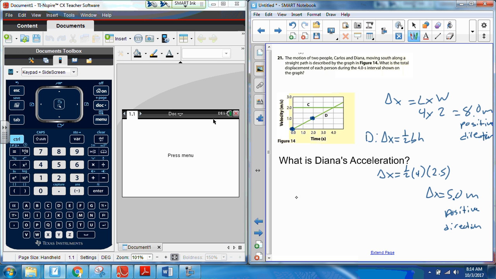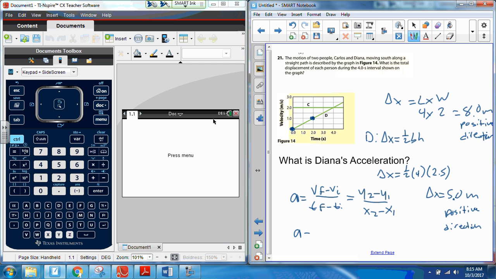Okay? So the acceleration is the slope, which the other way of writing that is going to be v final minus v initial over t final minus t initial. Okay? The same thing that you said, y2 minus y1 over x2 minus x1. Because the v's are the y's and the t's are the x's. Okay?